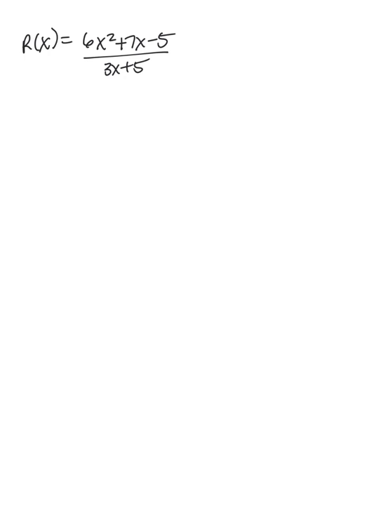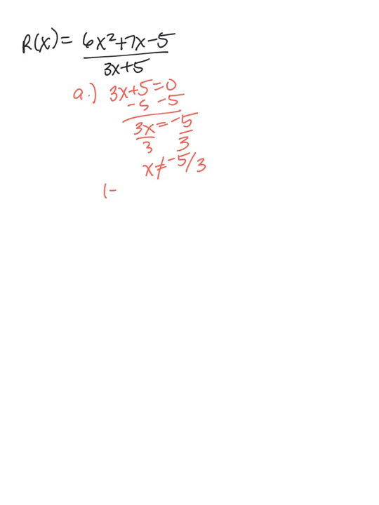I want to find my domain. So I'm going to set that denominator equal to 0 and solve it. Remember, the domain means what I cannot be in that rational function. So it's going to be from negative infinity to negative 5/3 union negative 5/3 to infinity. Much easier than the last example, only because the denominator wasn't as difficult to solve.